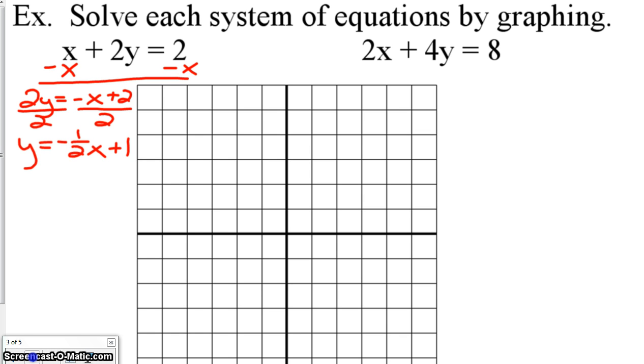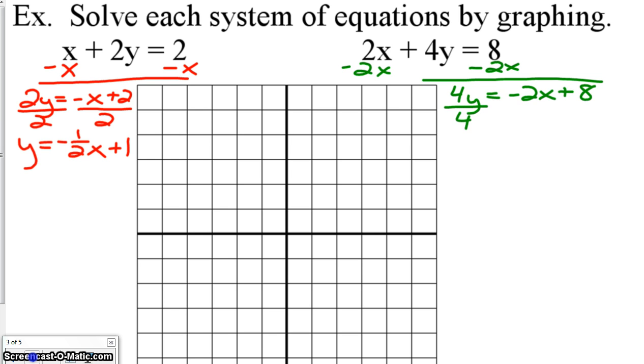Then we're going to solve our second equation for y. Move your 2x over to the other side. So 4y equals negative 2x plus 8. Divide everything by 4. So y is by itself equals negative 1/2 x plus 2.